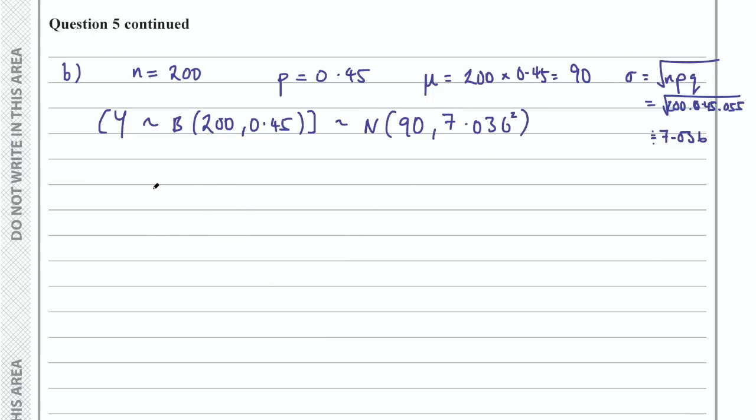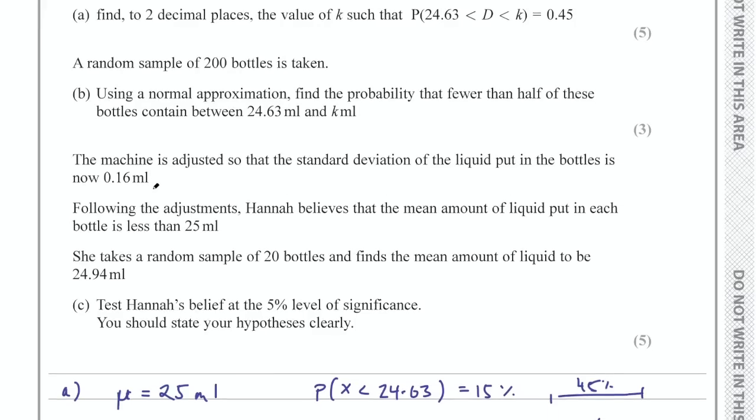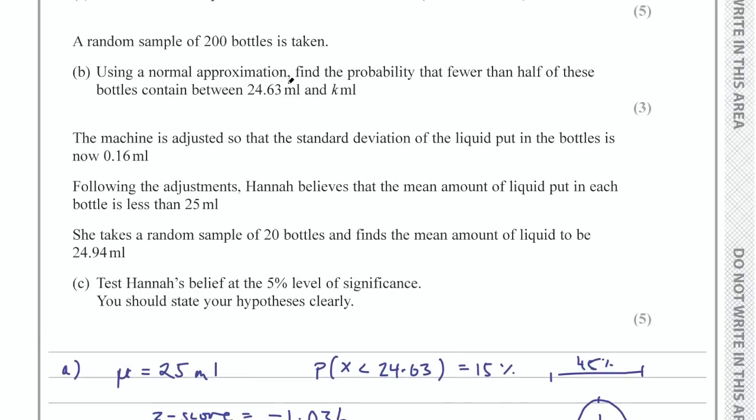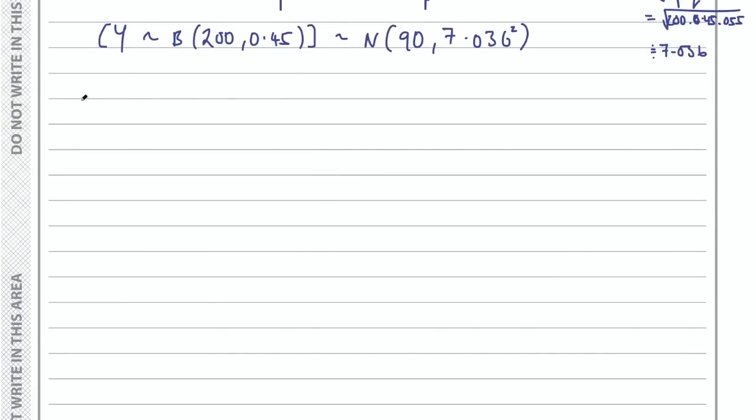Then we are looking for the probability. Let me remind myself of the question. We're looking for the probability that fewer than half of these bottles contain this amount. So fewer than half is less than 100, right? The probability that the number of bottles, Y, is less than 100.